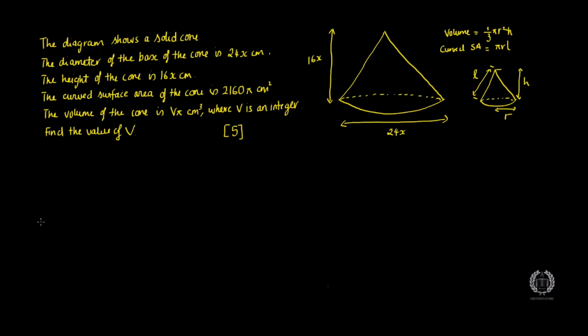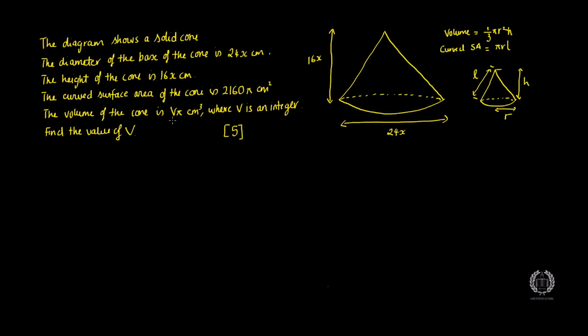So the question here is giving us a solid cone and it's telling us that the diameter of the base is 24x, okay, and then we have a height of 16x, and then it's saying that the curved surface area of the cone is 2160 pi, and the volume of the cone is v pi, and they're saying that v is an integer, so integer means a whole number, and it's asking us to find the value of v, and this is for 5 marks.